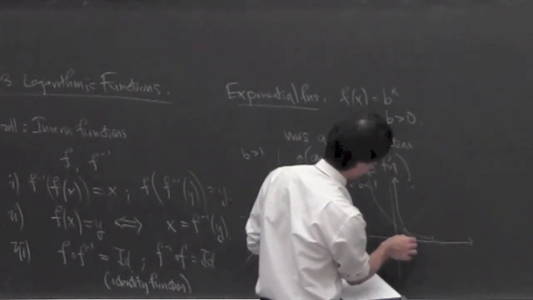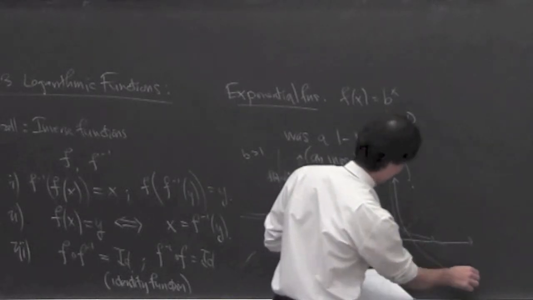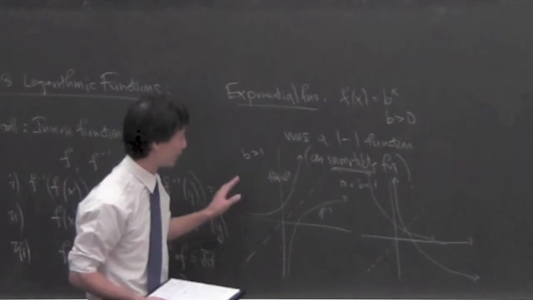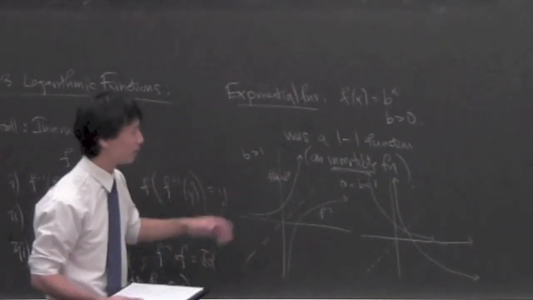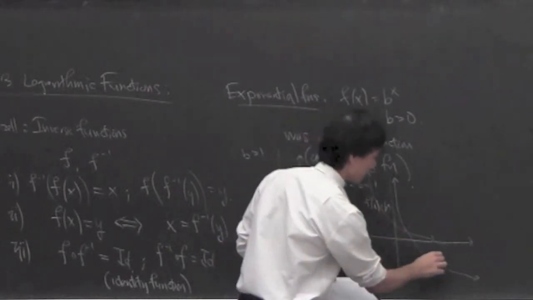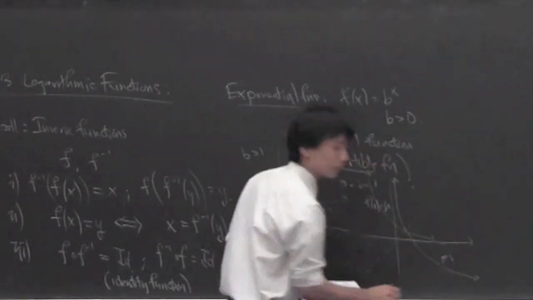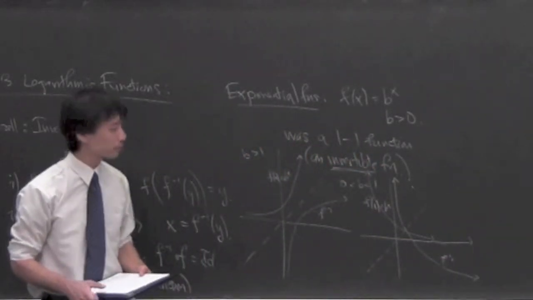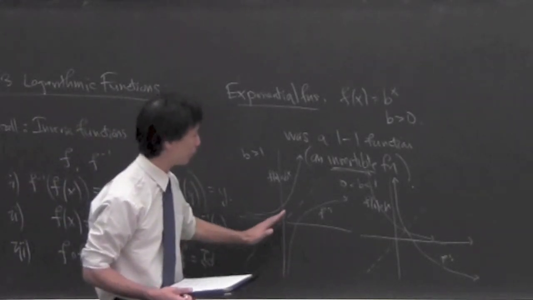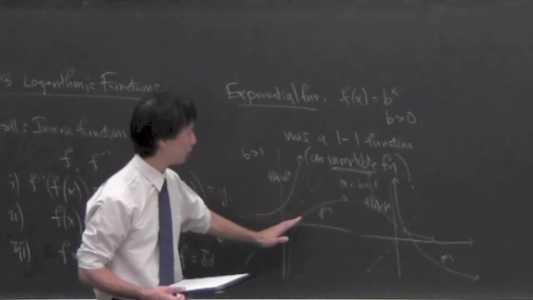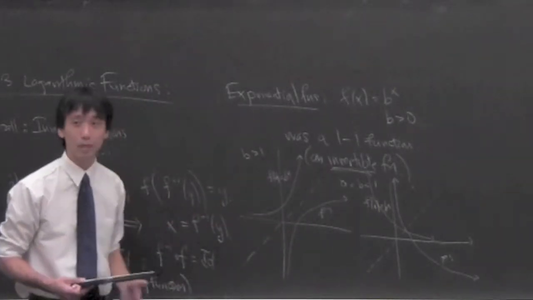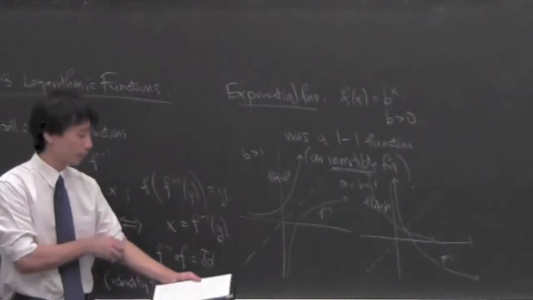Flipping across here, something like this. Sorry. Anyway, if this is b to the x, then this is going to be the inverse function: the flip across the line y equals x. Okay?